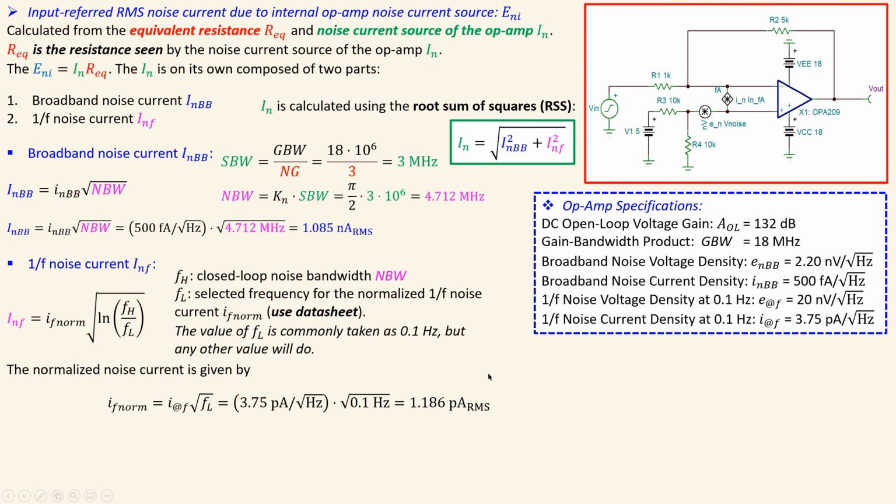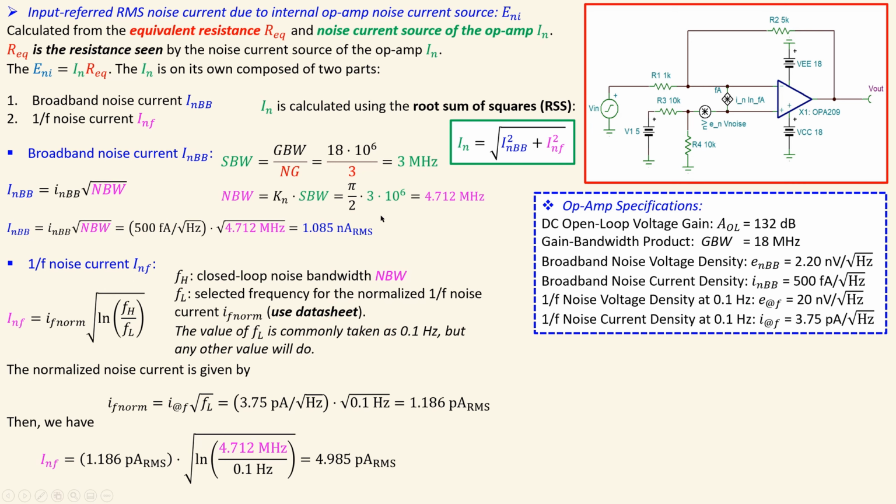Now we have the necessary parts for our calculation of the 1/f noise current, and that will be the following result. We have the 1.186 picoamps RMS times the square root of this expression using the noise bandwidth and also the FL of 0.1 Hz. You will have 4.985 picoamps RMS. That is for the 1/f noise current in RMS value.